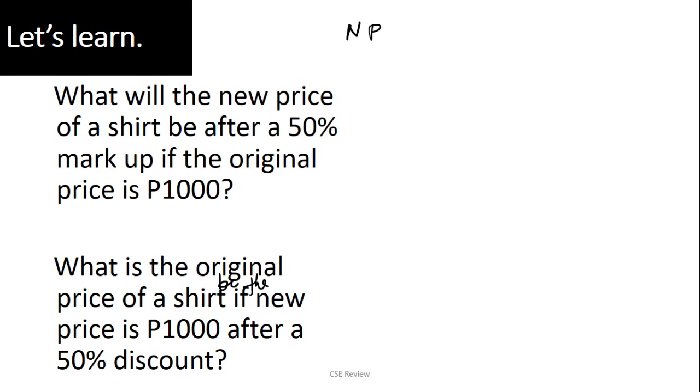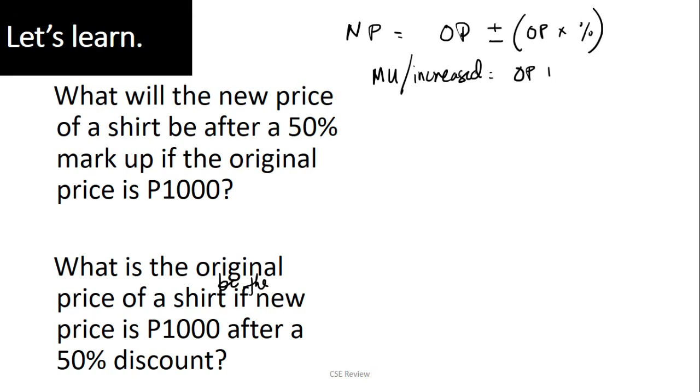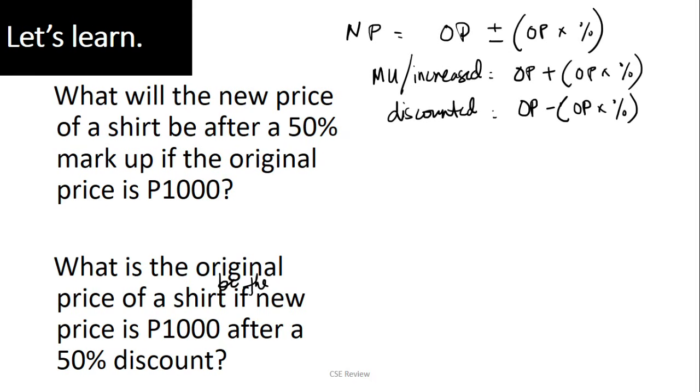The new price is equal to the original price plus or minus the original price multiplied by the rate ng discount or markup. So, there are a few things that you need to memorize. The first thing is this. Pag marked up or increased ang price, ang formula mo becomes the original price plus the original price times the percentage. Pag ang binigay sa inyo is yung discounted na price, it's going to be the original price minus the original price times the percentage. Ano ibig sabihin nun?